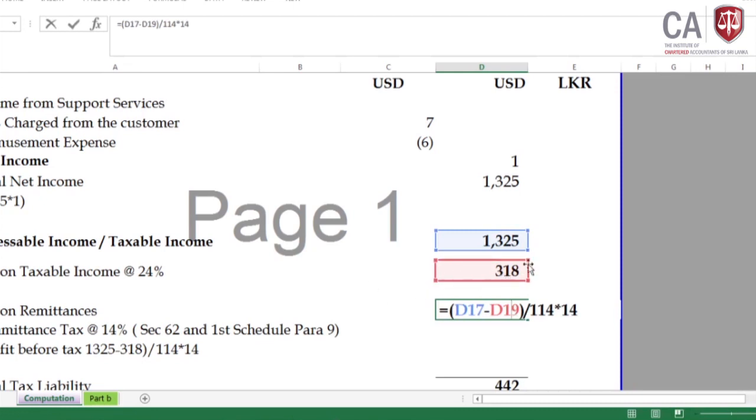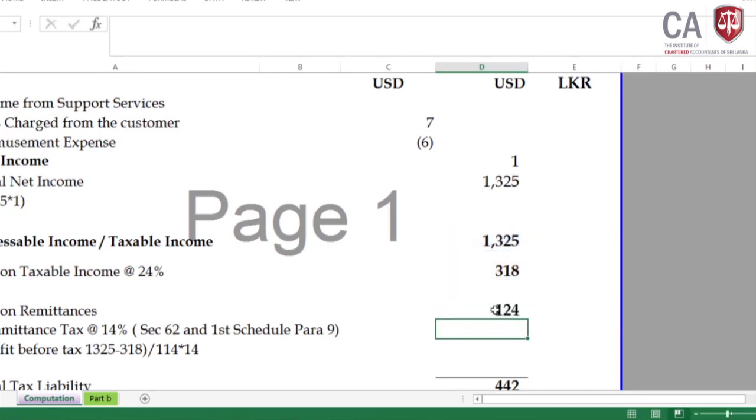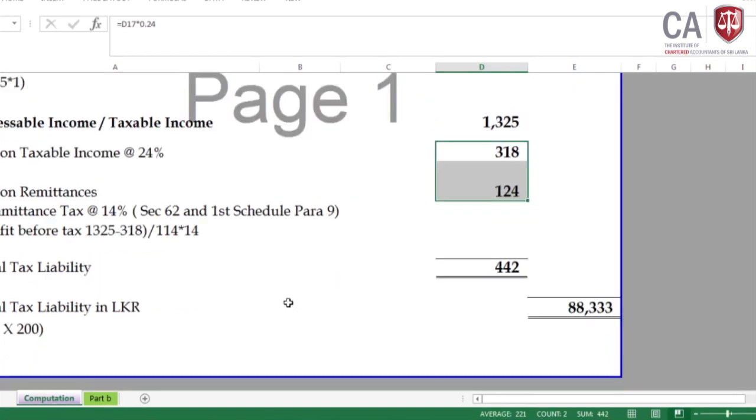1325 minus 318, which is the income tax liability in Sri Lanka, and the particular answer is divided by 114 and multiplied by 14. The 14% income tax rate is given in section 62 and the first schedule, paragraph 9, as the 14% with reference to the remittance tax. Done. Then this is the income tax liability in Sri Lanka with reference to Seiki, India.